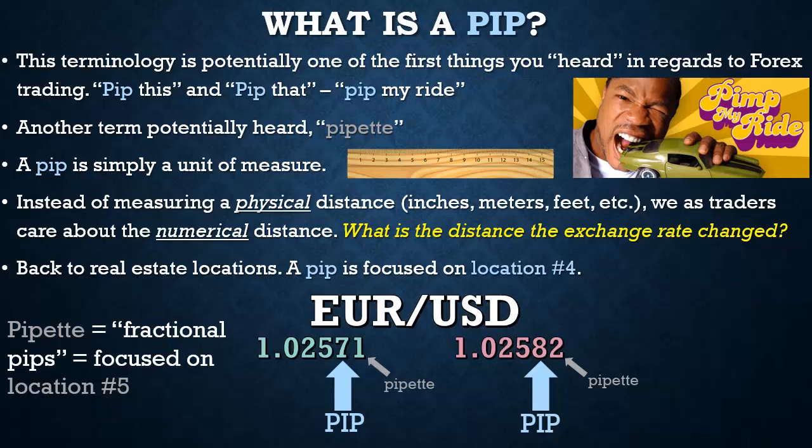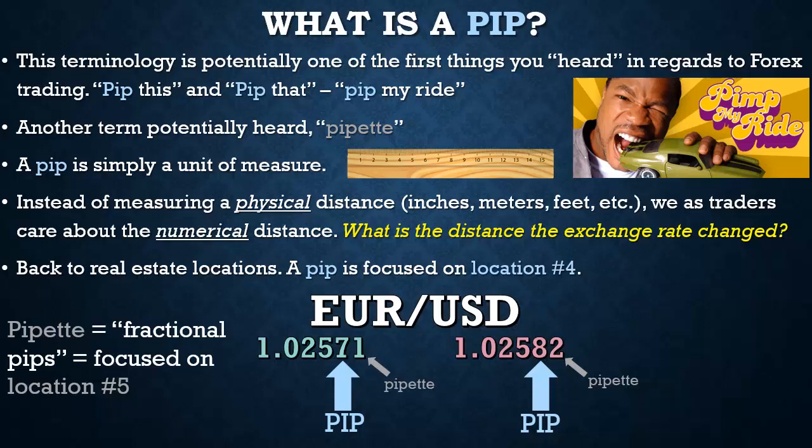The other term, though, that you may have heard is pipette. So we'll knock out both pip and pipettes. At its core, a pip, very goofy sounding, at least in my mind, is simply a unit of measure. But instead of measuring some sort of physical distance like you would with inches or meters or feet, we as traders care about a numerical distance. Specifically, what is the distance the exchange rate has changed? What is the distance the exchange rate has traveled? And in order to get that distance, we need some sort of measurement. And in our case, our measurement is a pip.